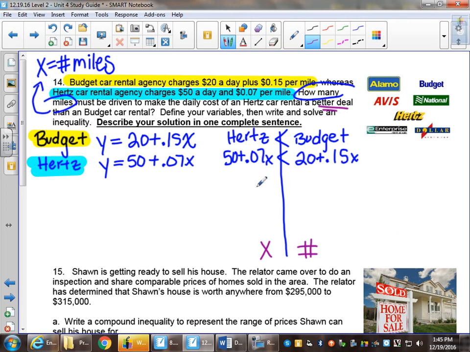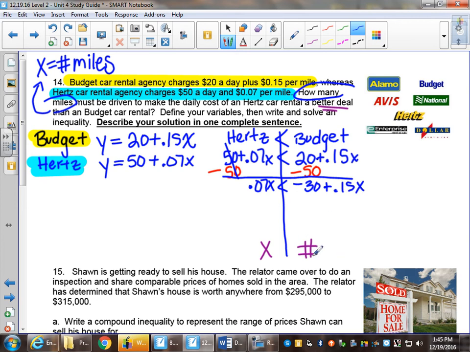So if I want to gather just variables on this side, this 50 can't stay. So how do we move a positive 50? The opposite of a positive 50 is a negative, so we'll subtract 50. Notice I'm very careful to write the minus 50 under the 20. Sometimes we get rushing in our work and we write it over here. These are not like terms, so do not write it under something that has x. We have 0.07x less than 20 minus 50, which is negative 30 plus 0.15x.